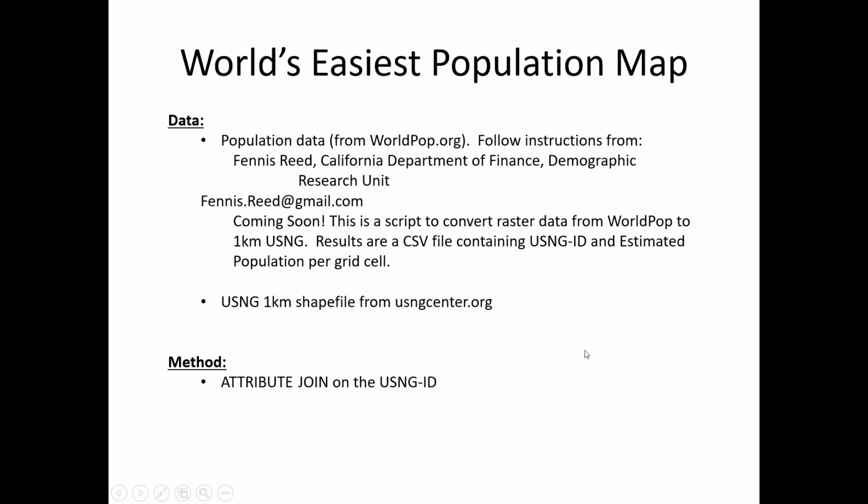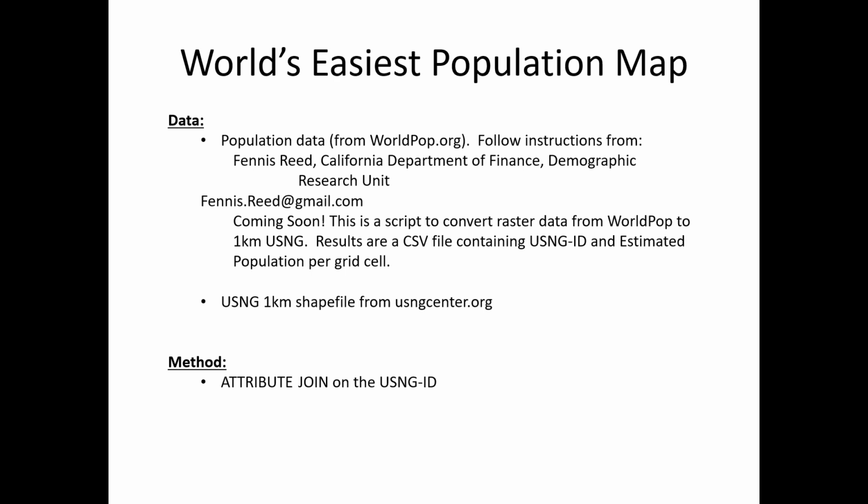First of all, let's start with the world's easiest population map. If you're familiar with worldpop.org, they are a group that uses a lot of remote sensing data and geospatial techniques, and they have been able to make population estimates for anywhere in the world. That is a very valuable resource, except we need it in a 1 kilometer USNG format.